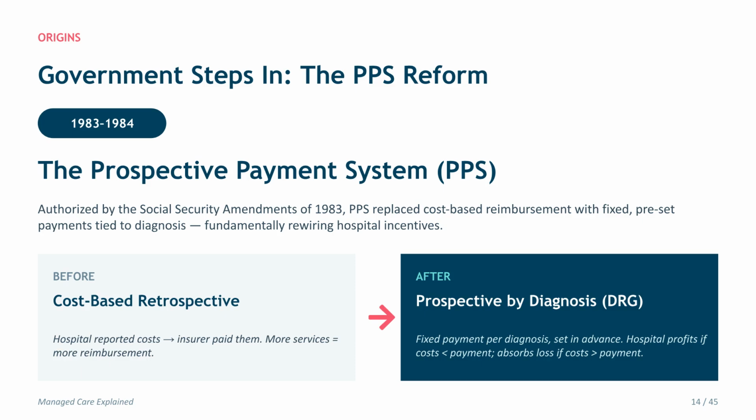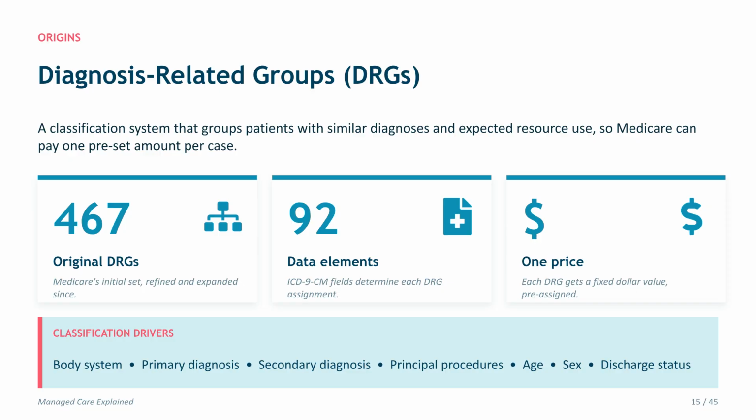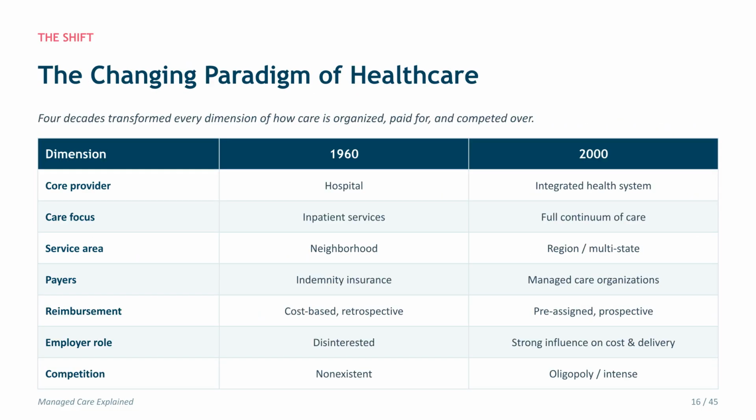The government introduced the prospective payment system in 1983, which replaced cost-based reimbursement with fixed payments tied to diagnoses to control costs. Diagnosis-related groups, or DRGs, provide a classification system that allows Medicare to pay a single, predetermined amount based on a patient's diagnosis and expected resource use. Over 4 decades, the healthcare landscape shifted dramatically, changing how care is organized, financed, and how systems compete for members.